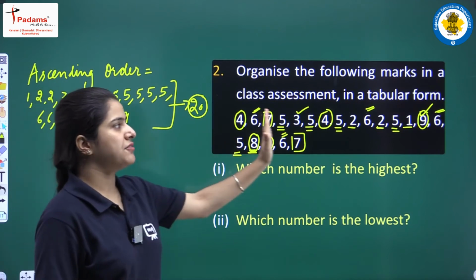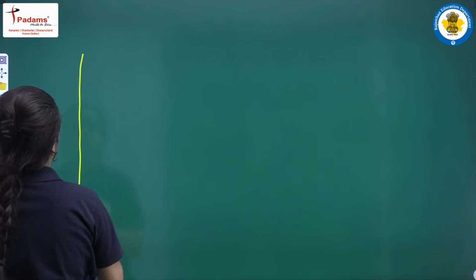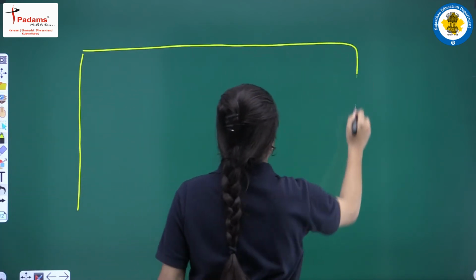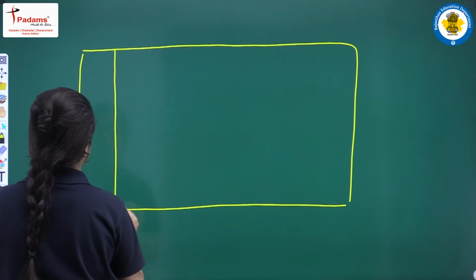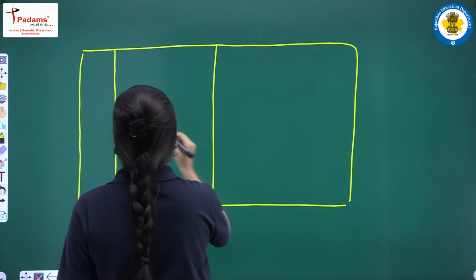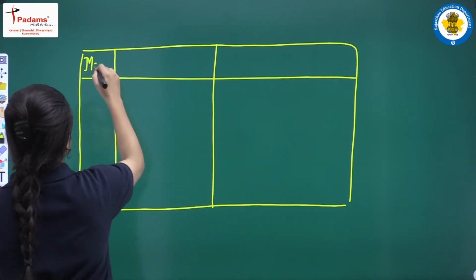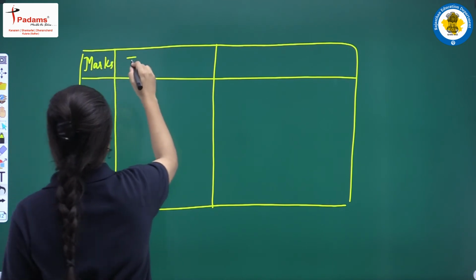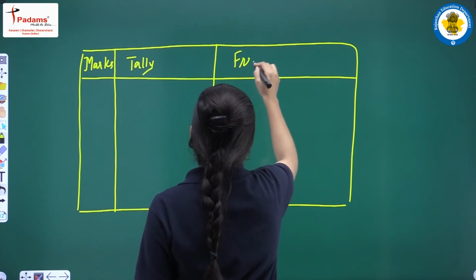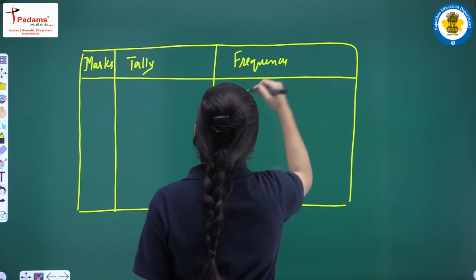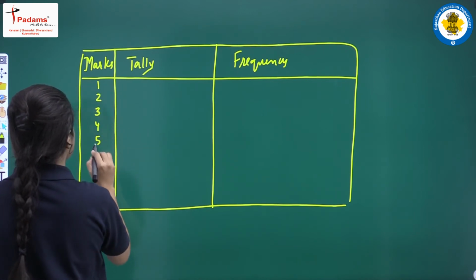Now we need to have the data in the tabular form. For finding out the data in the tabular form, we have to draw a table. Now students, these are the marks, these are the tally, and this is the frequency. So we will be having the conclusion in these particular parts.